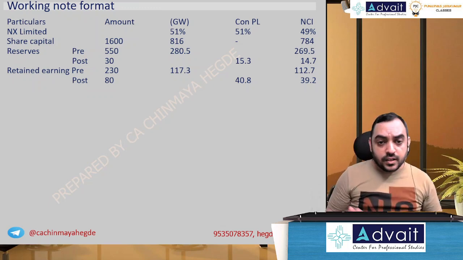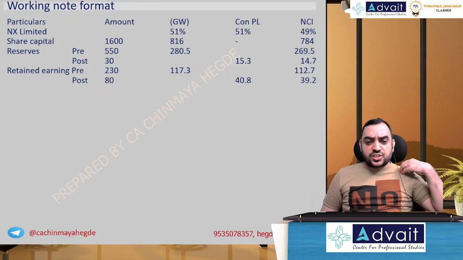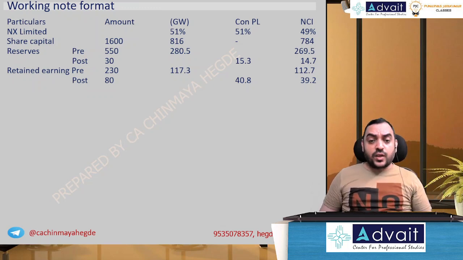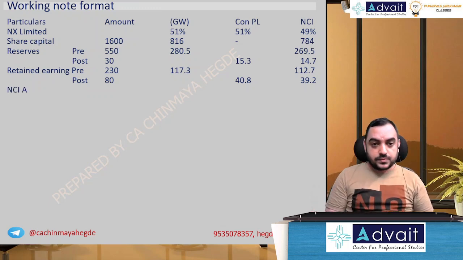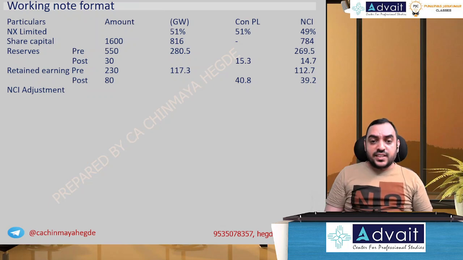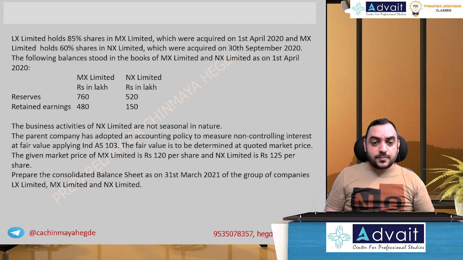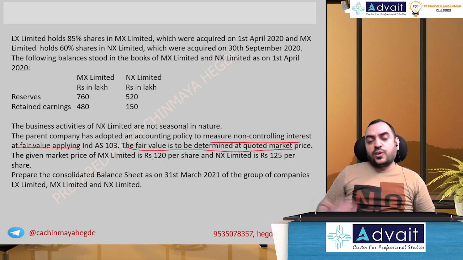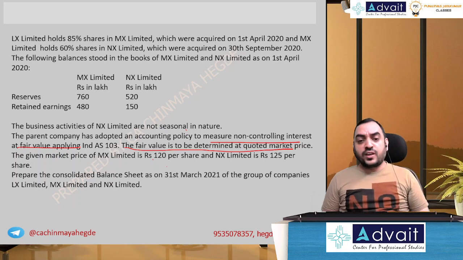Okay. Any adjustment like fair value adjustments, depreciation, unrealized profit, nothing is there. But one thing will come, that is NCI adjustment, because they said NCI is to be valued on fair value basis, right? And the fair value is to be determined on market price. So non-controlling interest is on fair value basis. So we are going for fair valuation.